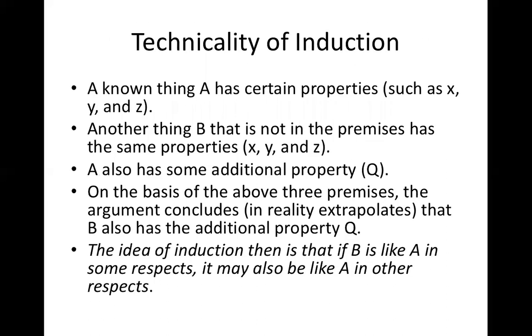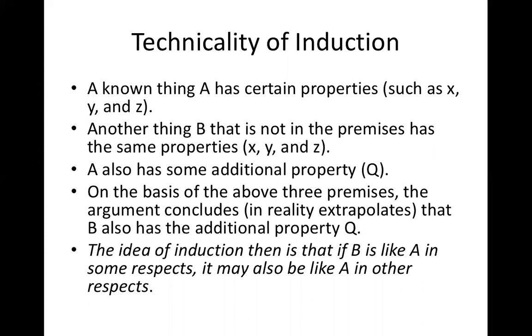Now let's look at the technicality. This is the reason why. This is how an inductive argument works. A known thing A has certain properties such as X, Y, Z. Another thing B that is not in the premises has the same properties, X, Y, and Z. A also has some additional property Q. On the basis of the above three premises, the argument concludes, in reality extrapolates, that B also has the additional property Q.